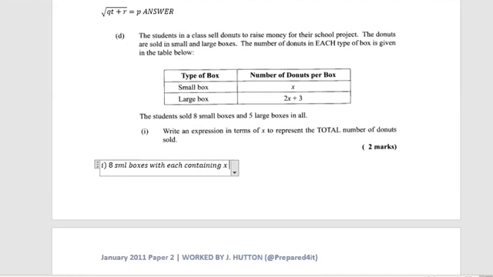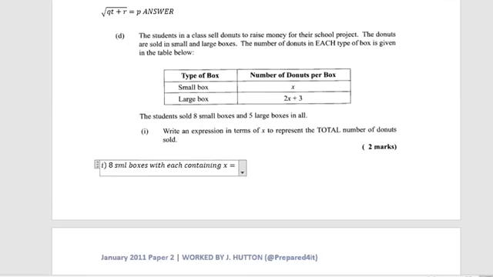So if I have 8 small boxes and each box contains x amount of donuts, what would I use to get the total amount of donuts in my small boxes? 8 times x. That is correct. It will be 8 times x.